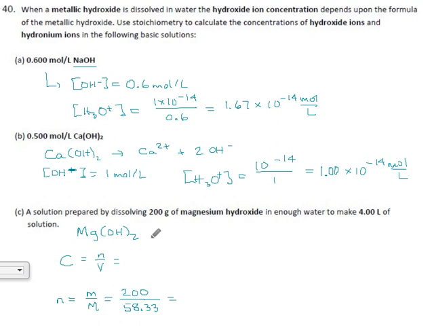200 divided by 58.33. 3.4, what do we need? This answer is going to have 3 significant digits, so I'll carry 4 just to cover myself a bit. 3.429. 3.429 moles is probably okay. Mg(OH)2. So our concentration is moles divided by the volume, which is 4 liters. 3.429 divided by 4, I get 0.8572 moles per liter Mg(OH)2.